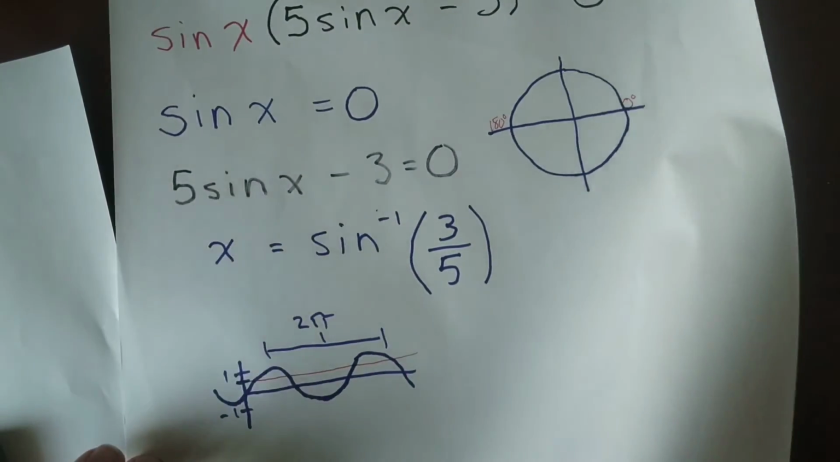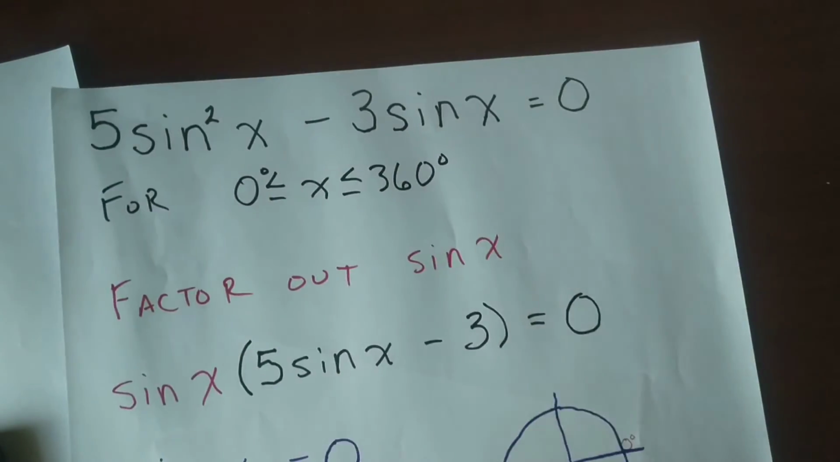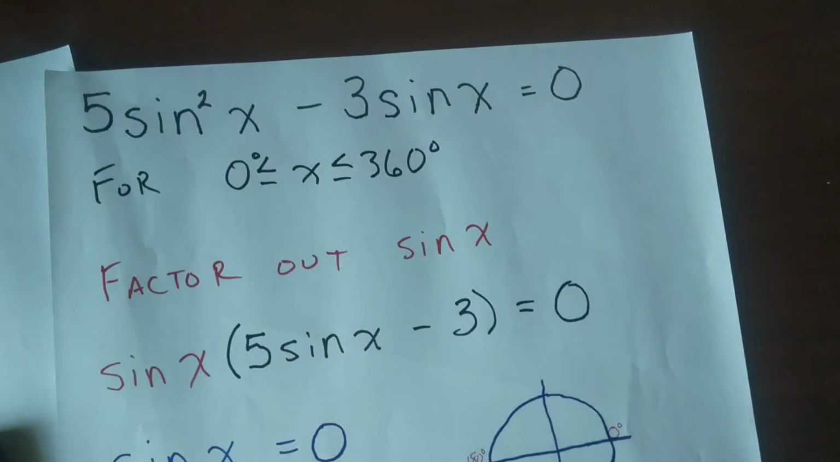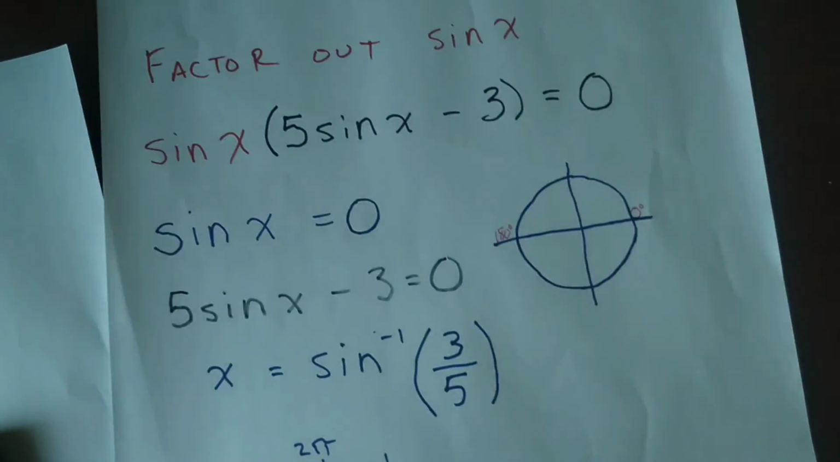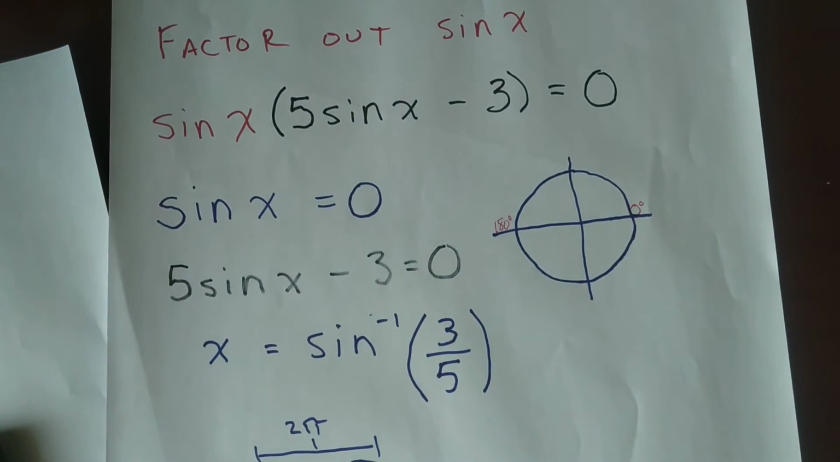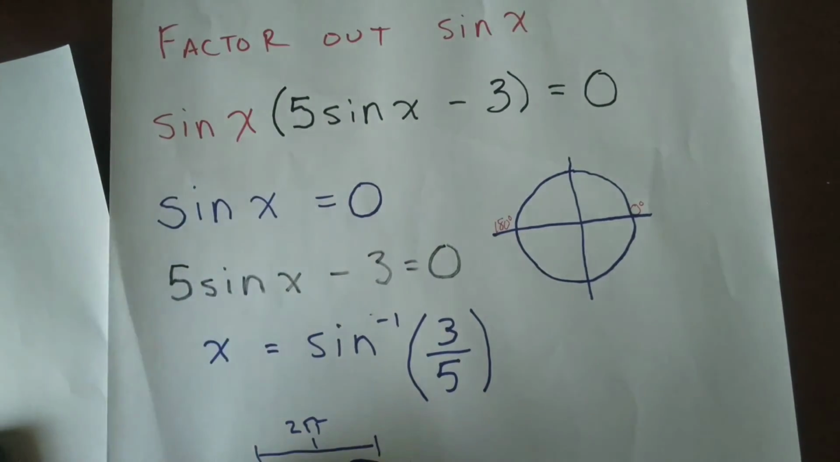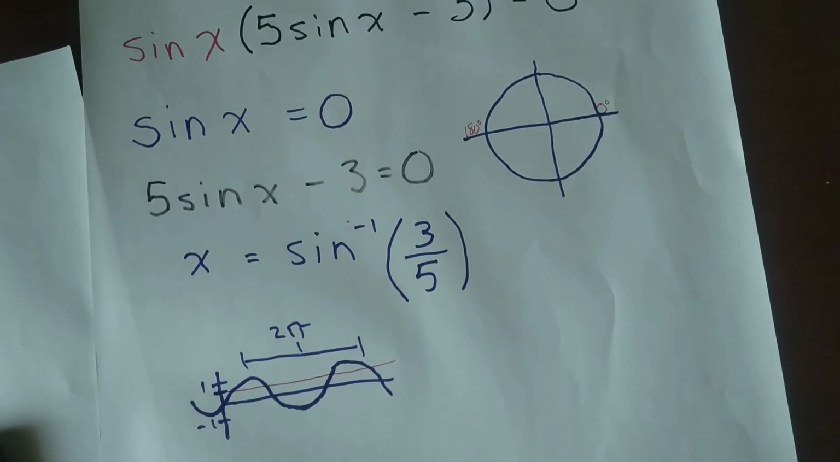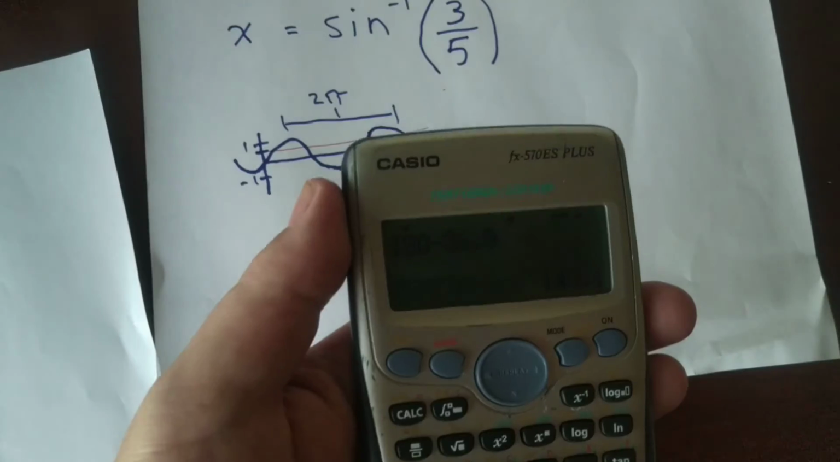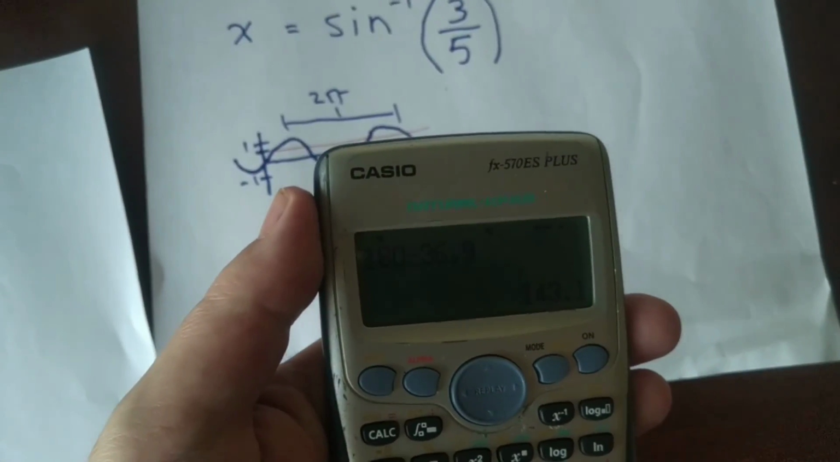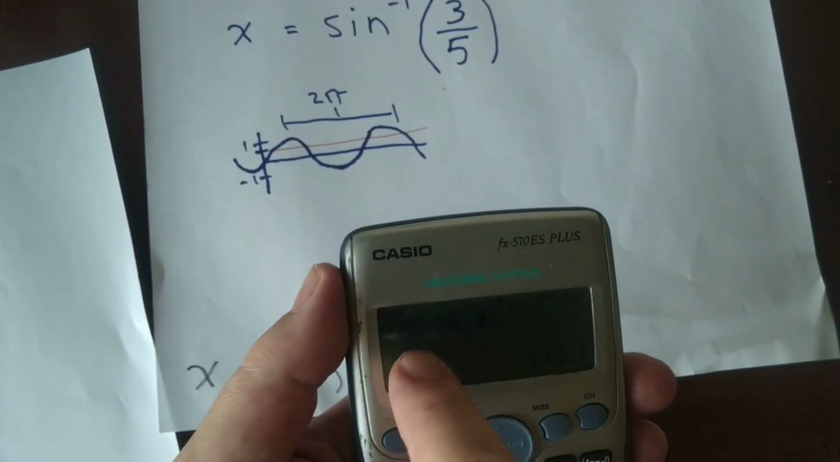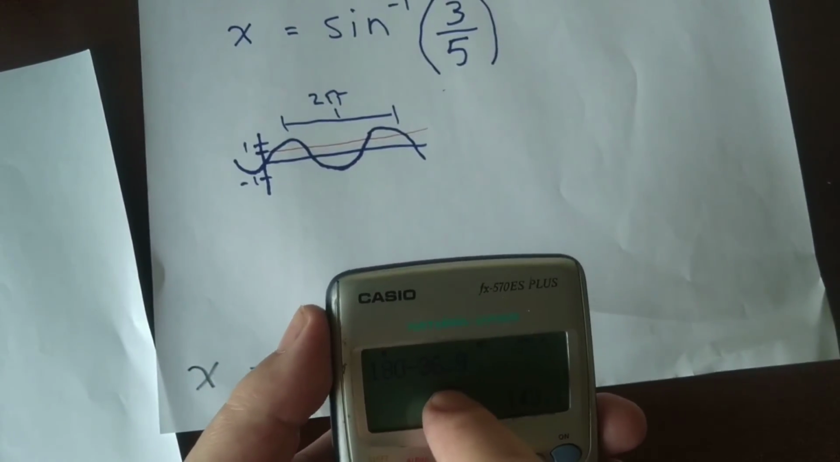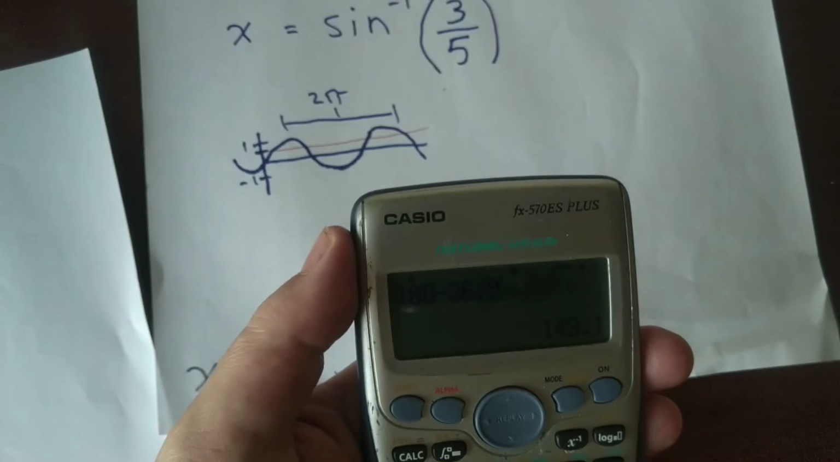I want to go back to the beginning. We're trying to find all the values between 0 and 360. All right, so let's think about this. Now we're half a turn away, half a full revolution away, if you think about the unit circle. So I went ahead and took the liberty of just doing 180 minus 36.9, and that's 143.1.